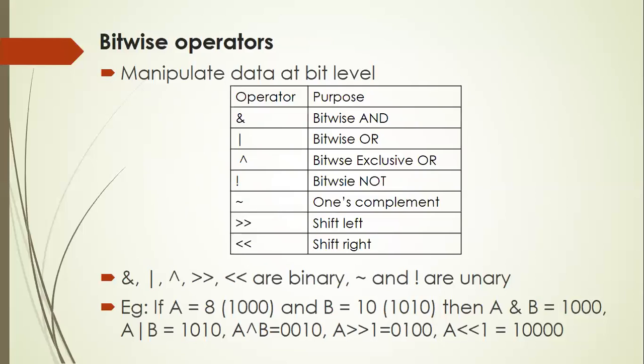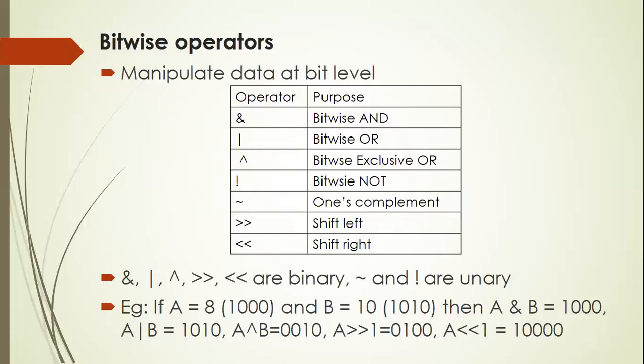The second bit in both cases is 0, so the result is 0. The third bit from the left hand side: in the first number it is 0, in the second number it is 1, and since it is an AND operator the result is 0. And the last bit, the least significant bit, in both cases it is 0, so it's 0. So bitwise AND of 8 and 10 is 1000, that is equal to 8 only.